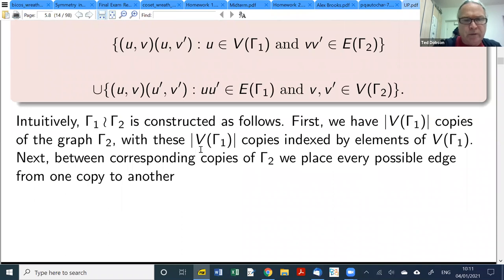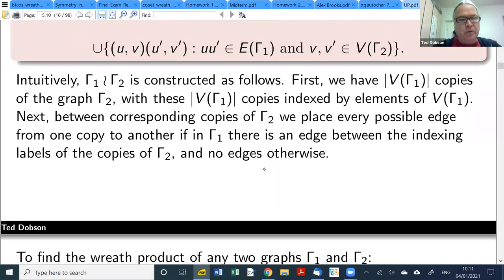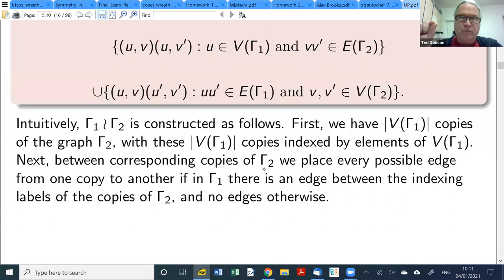Okay, so we get a copy of gamma 2 for each vertex of gamma 1, and we index these by the elements of the vertex set of gamma 1. And between these corresponding copies of gamma 2, we place every possible edge from one copy to another, or we don't have any, if there is no edge. So if you have copies of gamma 2 that correspond to an edge in gamma 1, we put a complete bipartite graph between those two copies, or we don't put anything at all.